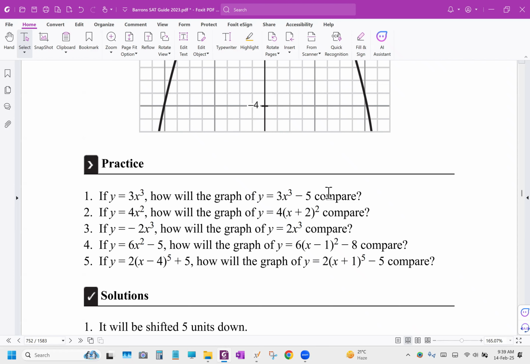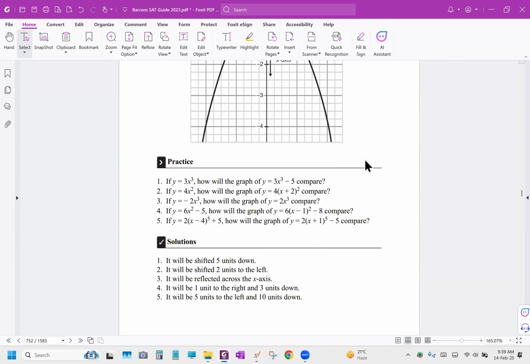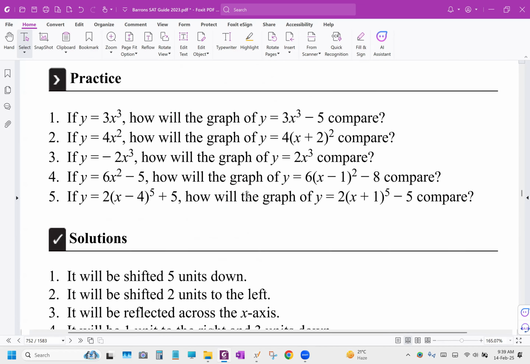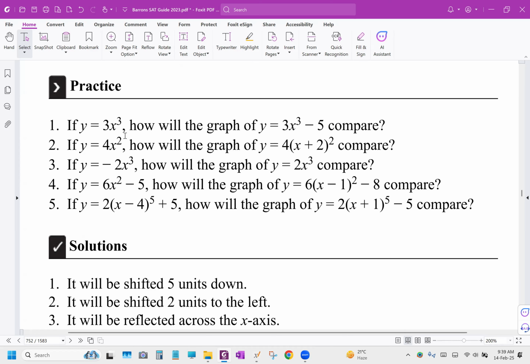It is going to shift in the upward direction, I'm sorry, in the downwards direction. The graph will shift in the downwards direction.